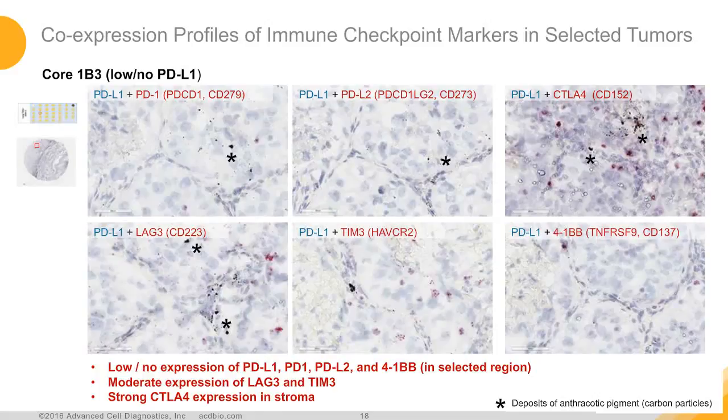Here we have a snapshot of core 1B3, which shows low to no PD-L1 expression. Since these TMAs were serial sectioned, similar regions can be compared side by side. We find here that there's little co-expression of PD-L1 with PD-1, PD-L2, and 4-1BB in these selected regions, while moderate expression of LAG3 and TIM3, and finally strong CTLA4 expression was found in the stromal regions.